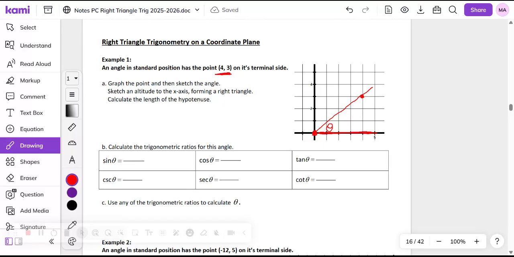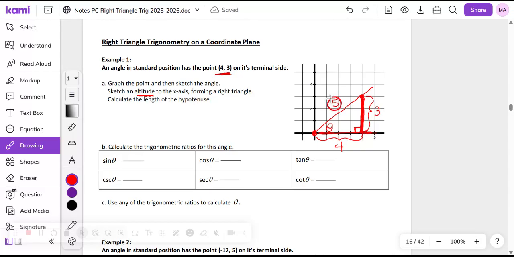And we're going to drop an altitude to the x-axis. So from this point, we're going to drop our altitude this way. Now an altitude is perpendicular, right? Altitude is height. So that means this right here is our right angle, giving us a right triangle. So let's think about what we have here. We know that the length on the x-axis is 4, and we know that the height, or the y value, is 3. So using Pythagorean theorem, or maybe you know this is a Pythagorean triple, we can calculate the length of the hypotenuse to be 5.